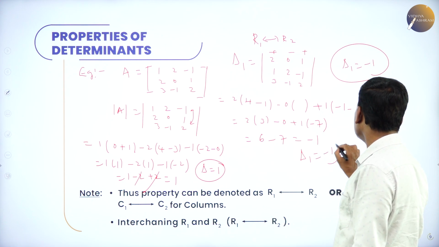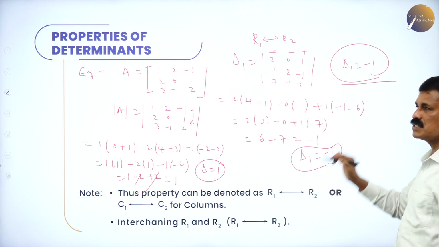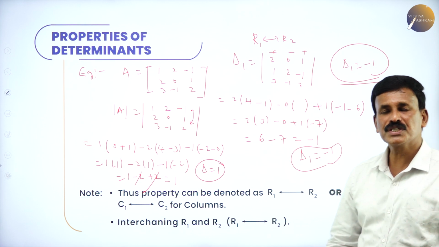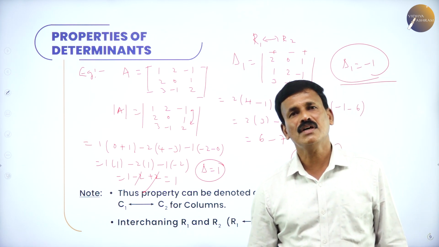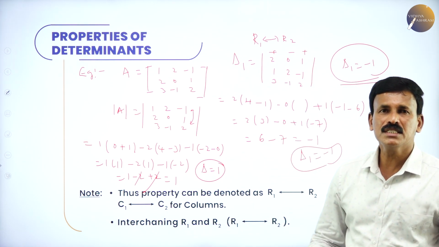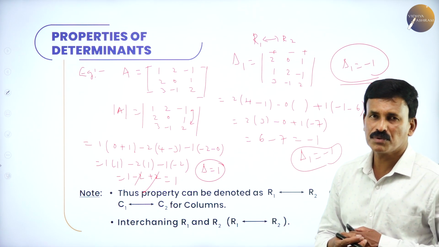Delta 1 is equal to minus 1. That means if you interchange any two rows or two columns, the value of a determinant changes in its sign. That is regarding the second property.